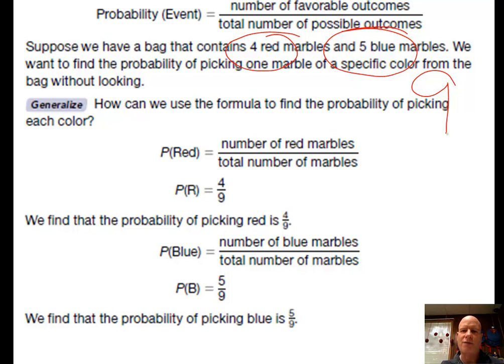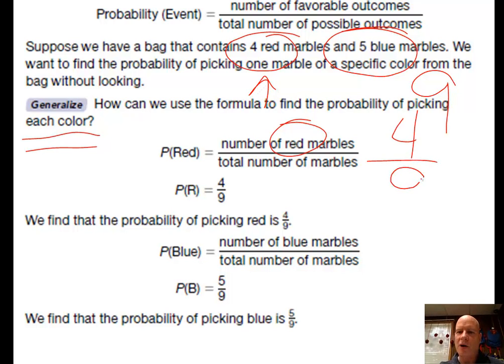If it asks us how to find the probability of picking each color, to figure out the red marbles, we know the favorable outcomes are 4. If we were to pull marbles out of that bag, eventually we'd pull out 4 out of 9 marbles total.